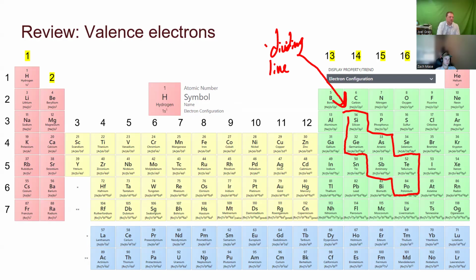These, this dividing line or this group of elements that are our dividing line, these are metalloids. So that means they have properties similar to metals, but also properties similar to nonmetals.